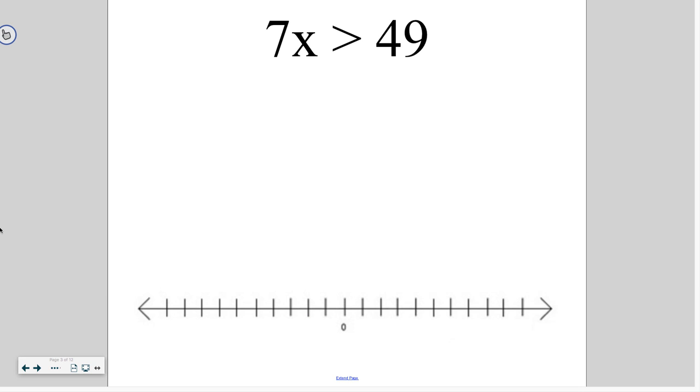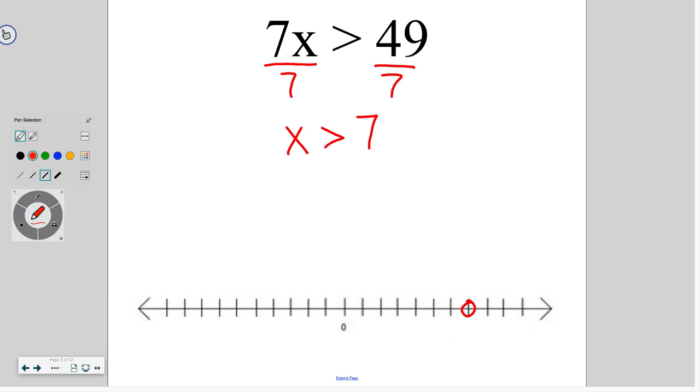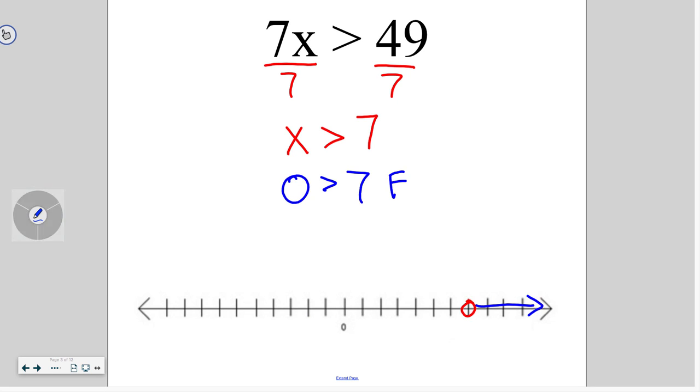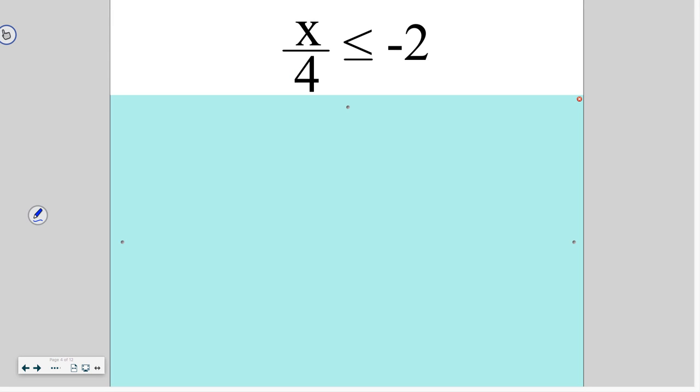So in order to get rid of multiplication, we're going to go ahead and use division. And I get my inequality to say x is greater than 7. Once again, you're going to come down, since we are just looking at greater, that is going to be an open circle at 7. And then when I plug in my test point of 0, 0 is not greater than 7, so I am going to be moving to the right. Go ahead and try this one on your own.